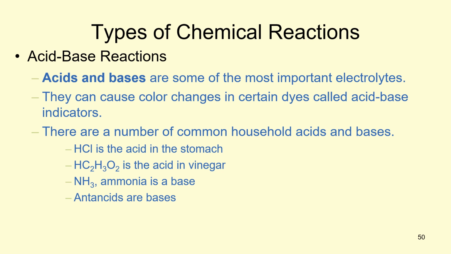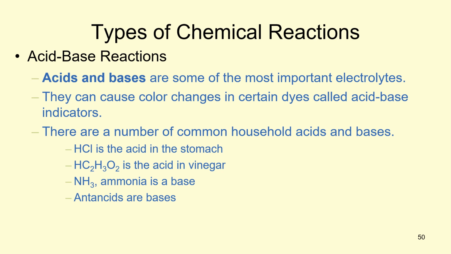There are a lot of common household acids and bases that you're probably aware of. HCl is stomach acid. This is acetic acid, HC2H3O2, so H plus with the acetate ion. That's acetic acid, and that's vinegar, or the acid that's in vinegar. NH3 is ammonia, which is a base. We know antacids are bases right there in their name. They're anti-acids.